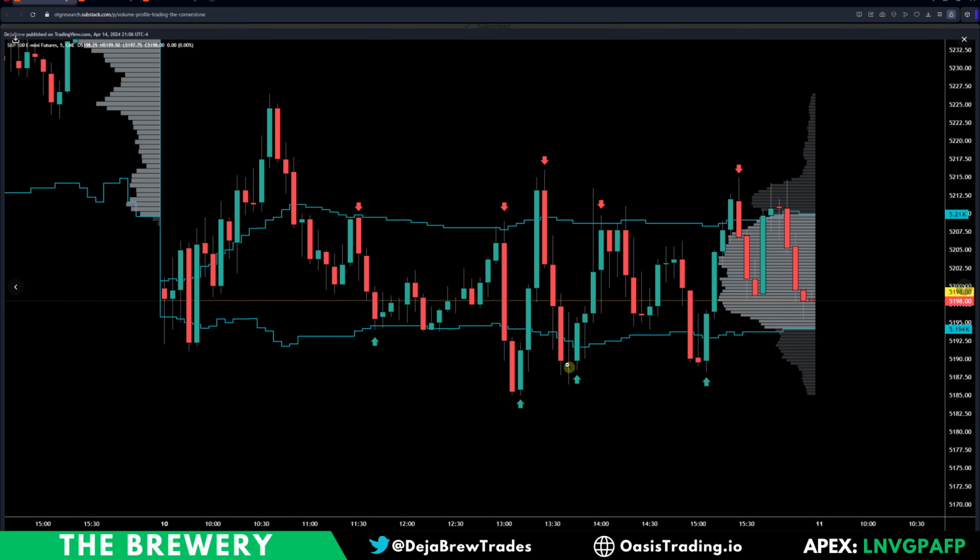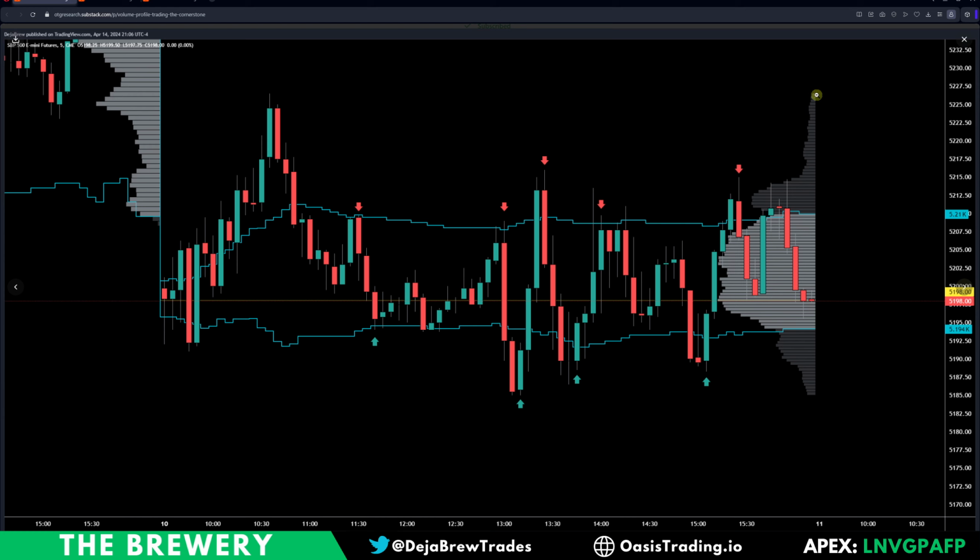So as we can see in this example here, the teal lines, those are the developing value area lines. That's how the value area was developing throughout the day. You can see it started out pretty small, then it started to expand as price moved around, and then we stayed in a pretty flat range for the rest of the day.